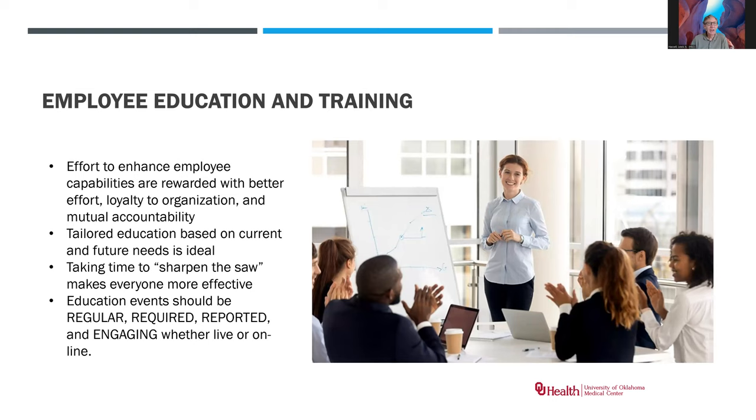So speaking about employee education and training, this is really your chance to help your employees become more loyal. You help them become better employees, to know how to do their job better, to know how to progress and do other jobs that they haven't yet done. And this sort of taking time to sharpen the saw, as it were, helps everyone to become more effective. So I emphasize here that educational events should be regular, they should be required, they should be reported, and they should be engaging. And that's true whether you're doing a live meeting, where everybody has to drop everything and attend, or whether you're recording it for online viewing later. Each of those things should be a part of their accountability.